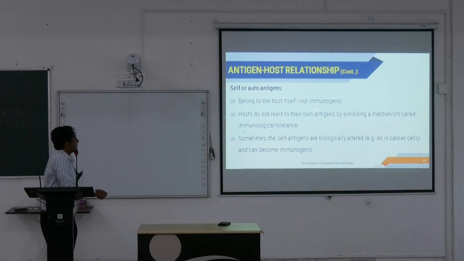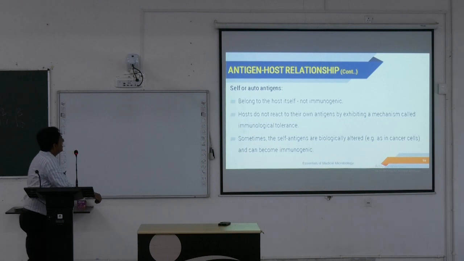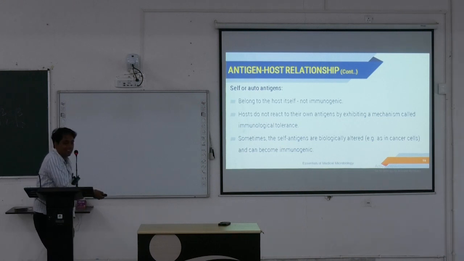That belong to the host itself, not immunogenic. এটা হোস্টের নিজস্ব. Hosts do not react to their own antigens by exhibiting a mechanism called immunological tolerance. ঠিক আছে? Autoantigens is like কি? সরলেক. ও নিজেকে মারছে, ঠিক আছে? তাহলে ওর কিছু ইমিউন সিস্টেমে হচ্ছে না কেন?